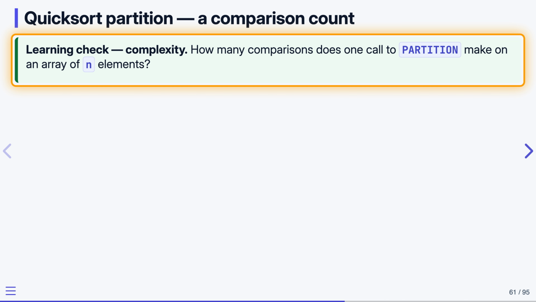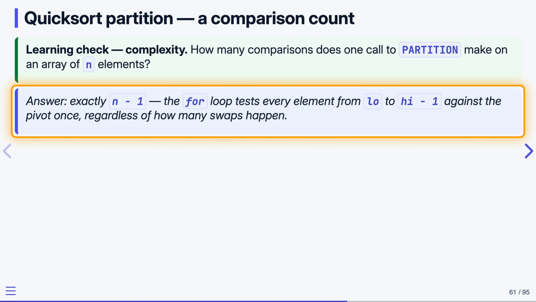A learning check on cost. How many comparisons does one call to partition make on an array of n elements? Pause and answer. The answer is exactly n-1. The for loop tests every element from low up to high-1 against the pivot exactly once, no matter how many swaps happen along the way. Swaps vary with the data. The comparison count does not.